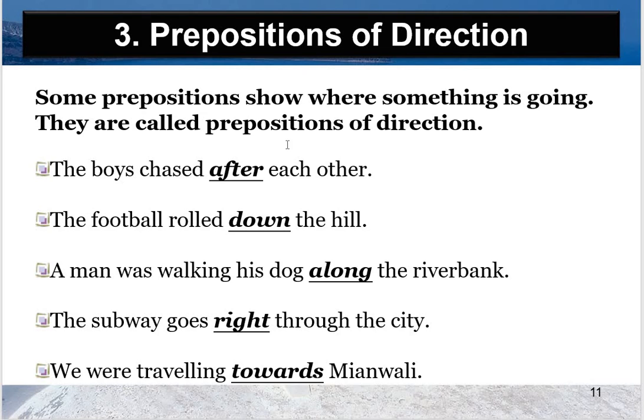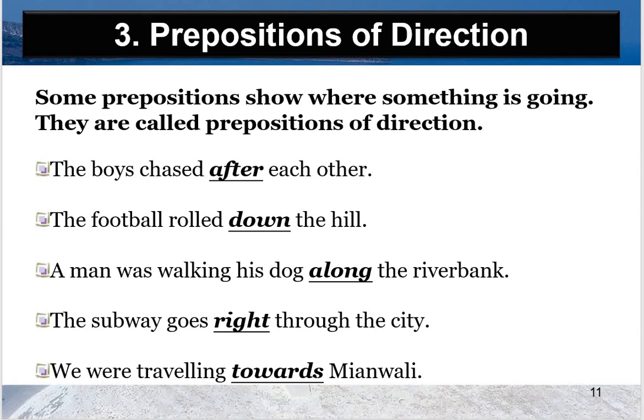Prepositions of direction. Some prepositions show where something is going. They are called prepositions of direction. The boys chased after each other. The football rolled down the hill. A man was walking his dog along the river bank. The subway goes right through the city. We were traveling towards Miyamari. So after, down, along, right, towards, they are prepositions of direction. They show that you are moving in some direction.